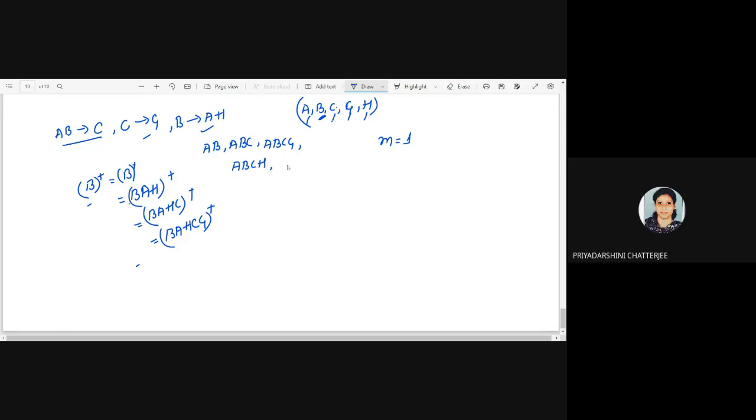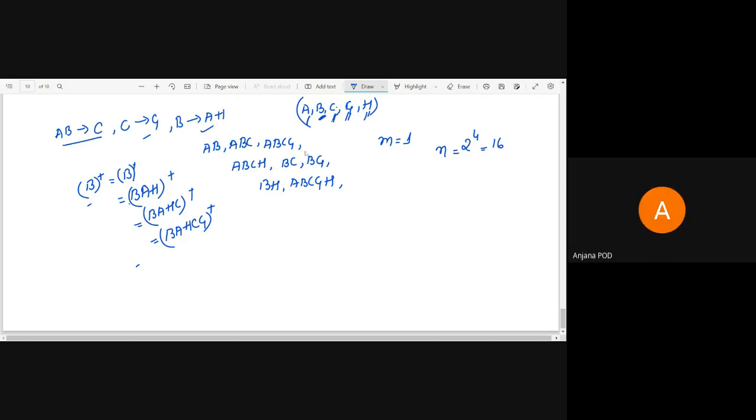Can't BC also work? Or BG, or BH, or say ABCGH? So we can do it with one formula, combinations, right? With B, these are the combinations. So basically, to find the super keys, since there are four attributes, we can take the formula 2 to the power 4, which will be 16. Are you getting the point?